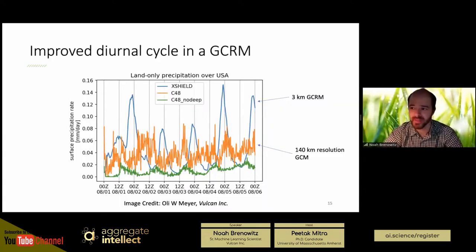But if you could, they do represent reality better. This plot's a little busy, but it's showing a time series of precipitation averaged over the continental United States, predicted by a few different setups. Blue is a global cloud resolving model. You can see that it produces an expected late afternoon peak in precipitation. This is an observed feature of precipitation over land. In orange and in green, we have coarser resolution models. And you can see that not only are they noisy, they get precipitation during the wrong time of day. So it's important if you're making predictions about precip in places that people live.